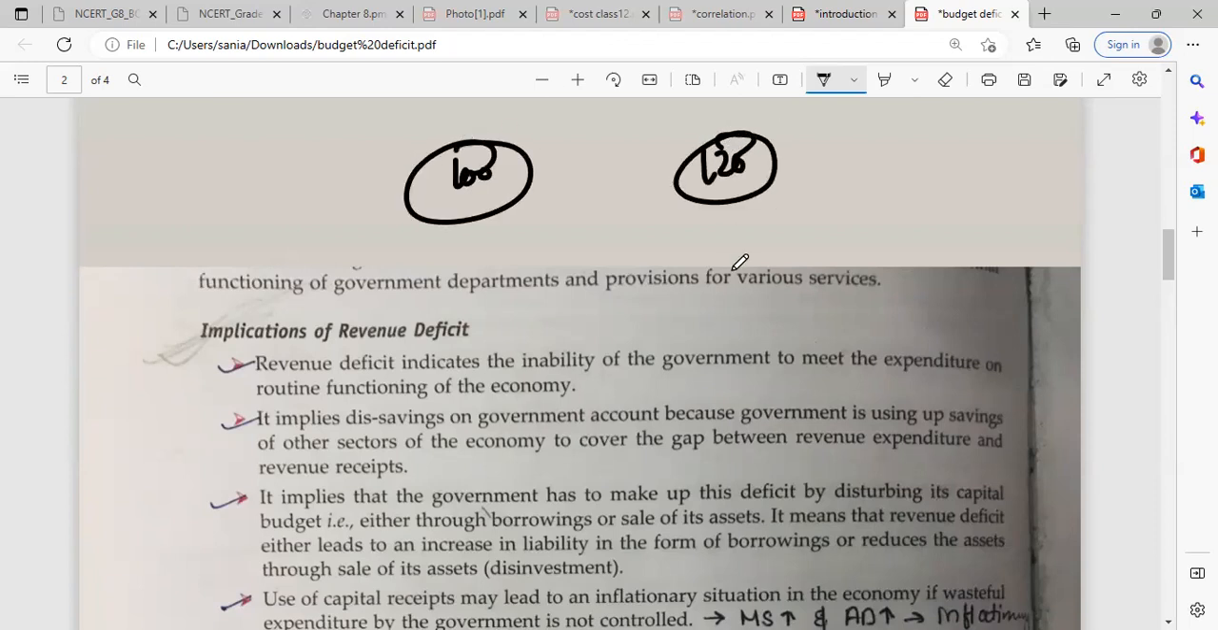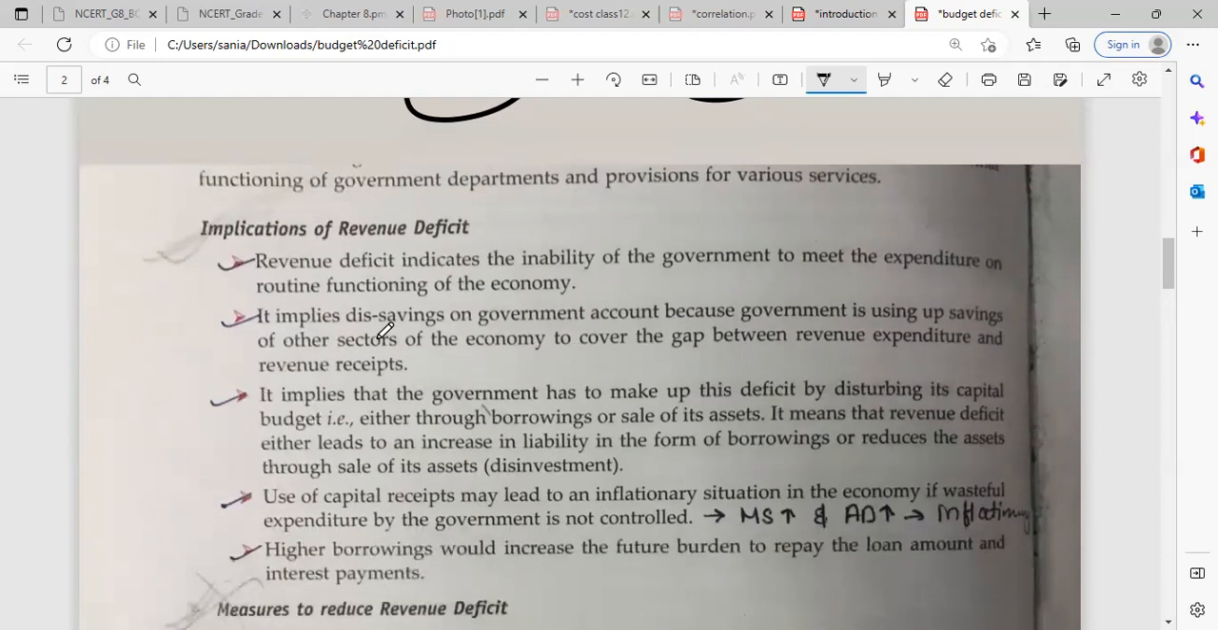That means the government is unable to meet the expenditure on the routine functioning of the economy, right? So this shows the inability of the government, that the government is not capable. Then second, it implies dissaving. Now what does the government have to do?